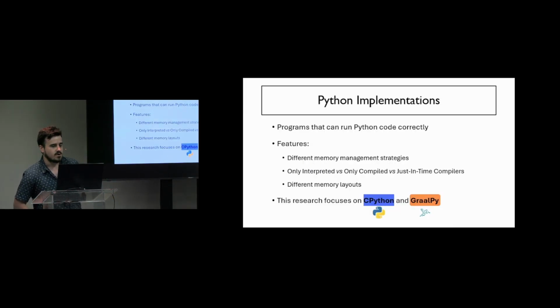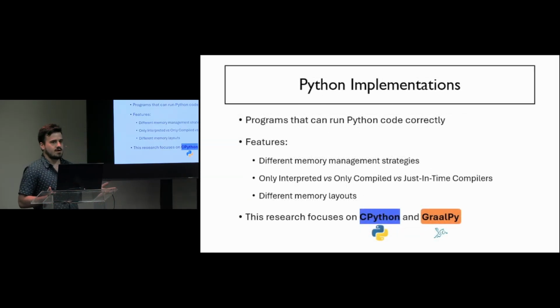So first, what is a Python implementation? A Python implementation is any program that can run Python code correctly. That's the only requirement. They can do anything they want apart from that. So we can have different memory management strategies. Some can be interpreted, some can be compiled, some can use just-in-time compilers while interpreting code. They can lay out objects differently in memory. So as you can see, inside of these implementations, they can very much decide for themselves what they want to prioritize. So this research focused mostly on CPython and GraalPy.